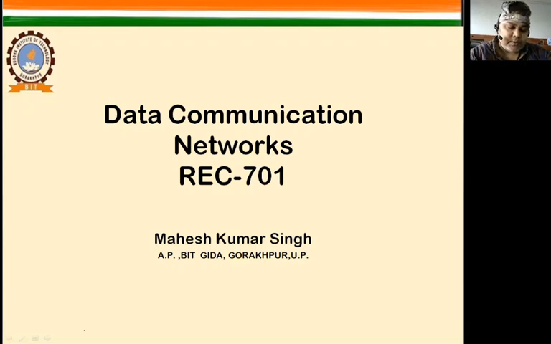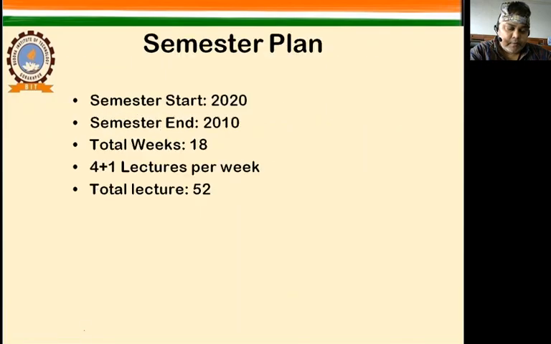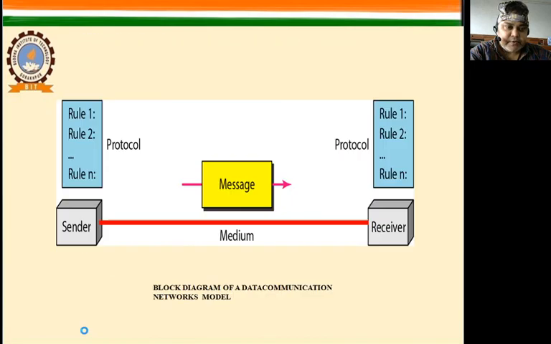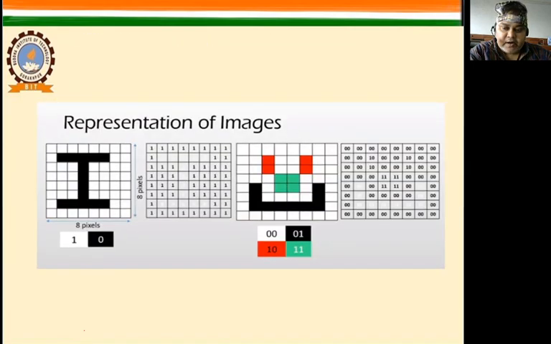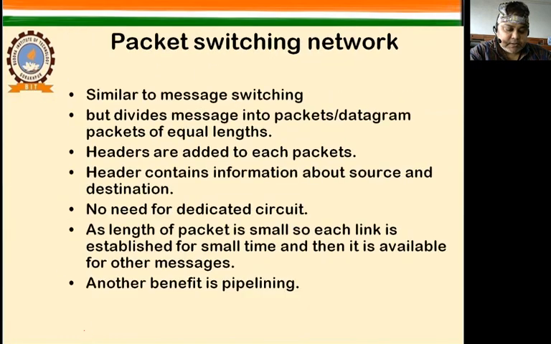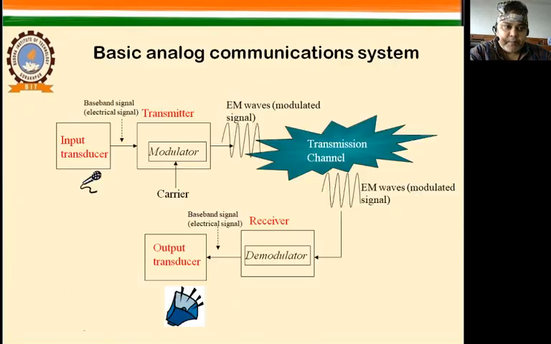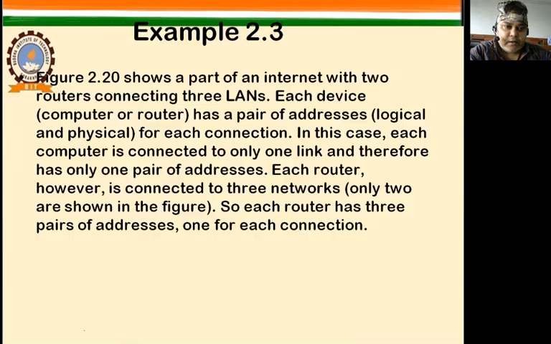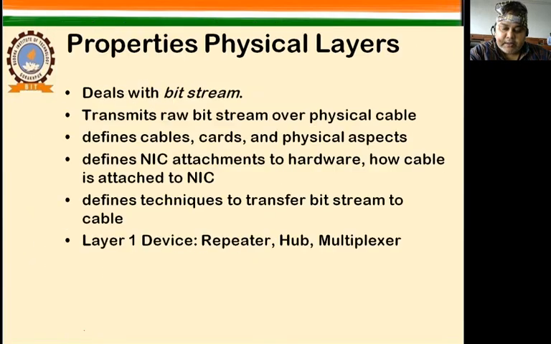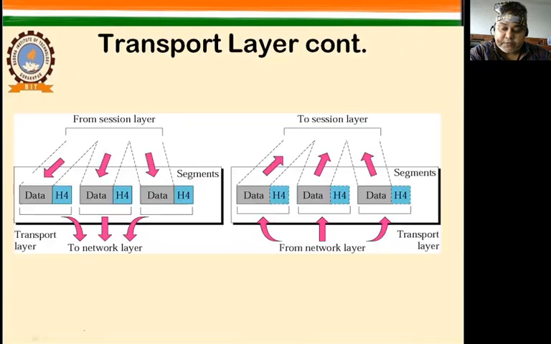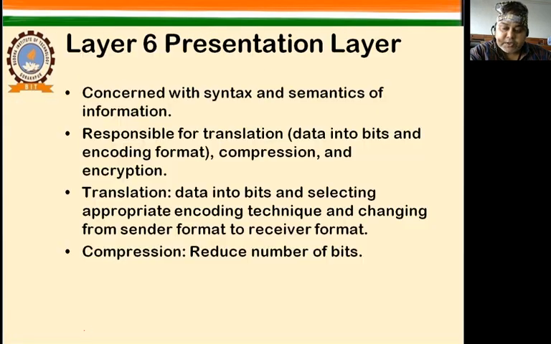Today our topic is layer number 7, that is the application layer. We already saw the previous 6 layers. This is the uppermost layer. This is the main layer which is responsible for enabling the users, whether human or software, to access the network.